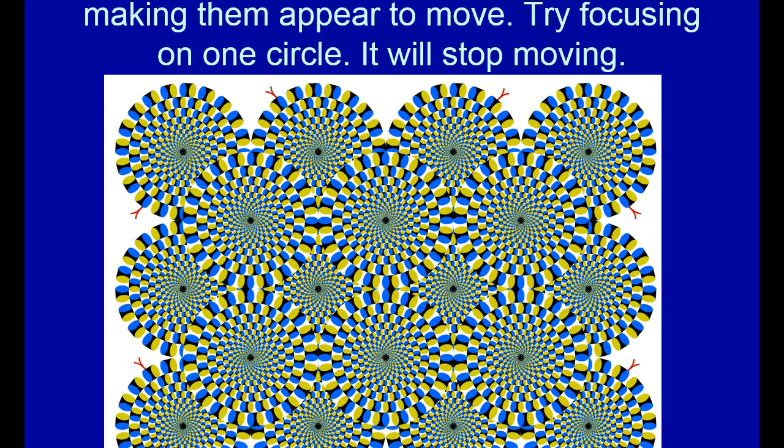All right, these circles are not moving. Your brain is making them appear to move. If you try focusing on just one circle, it generally stops moving. So go ahead and pause me if you want to mess with that for a little bit.